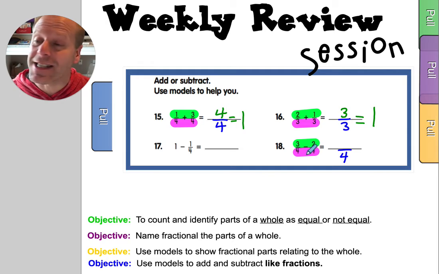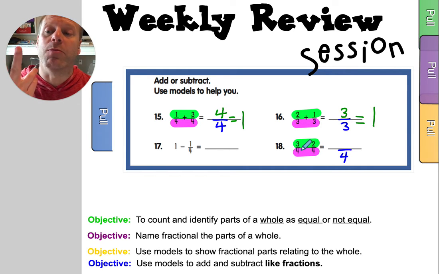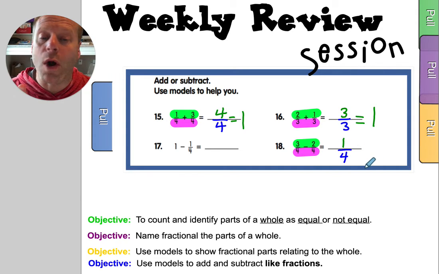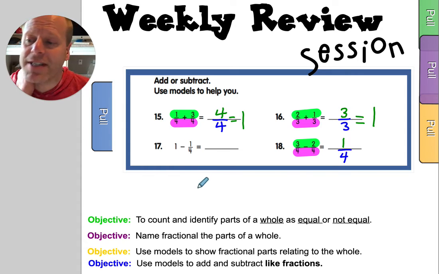This one I'm asked to subtract. So this would be me having 3 parts and someone takes 2 of those parts away. I'm left with only 1 part. 1 out of 4. 1/4 would be the answer here. Now, the reason 17 is tricky is because I'm starting off with 1 whole. I don't really want 1 whole. I want fourths. See how I'm subtracting fourths? I need to make that fourths.